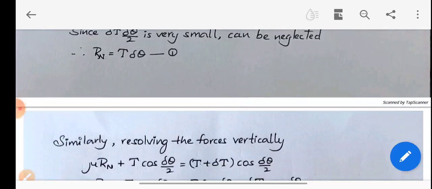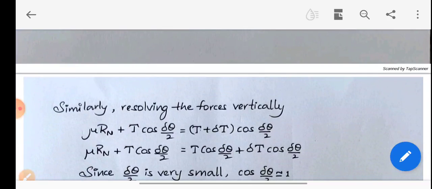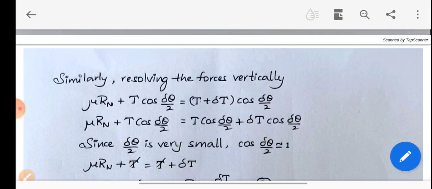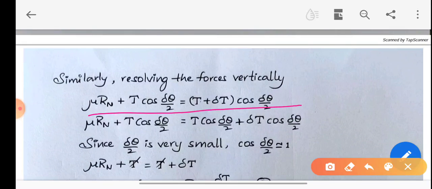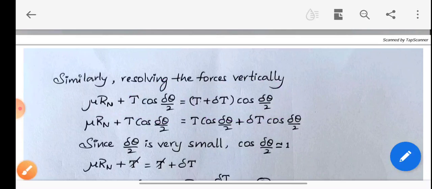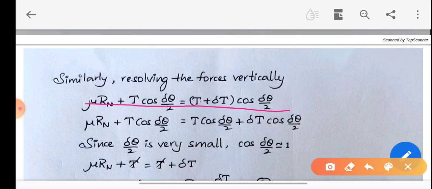So I can write μRn is equal to (T + ΔT) cos(Δθ/2) − T cos(Δθ/2). Here I have directly taken this T cos(Δθ/2) from the RHS to the LHS. So we will get μRn + T cos(Δθ/2) is equal to (T + ΔT) cos(Δθ/2).